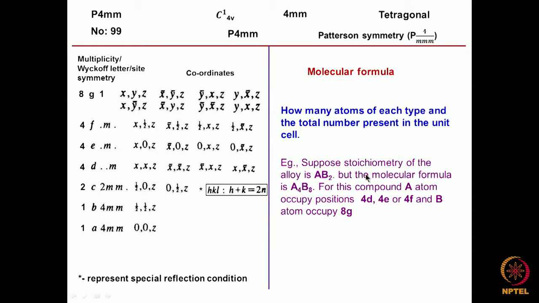And suppose, as I mentioned, the molecular formula is A4B8, then what can happen? In this particular case, A has to be 4 atoms, so it can occupy only one of these 3 positions, and B has got 8 atoms, so it has to occupy only these positions. That is why A3B6 is not possible, correct?